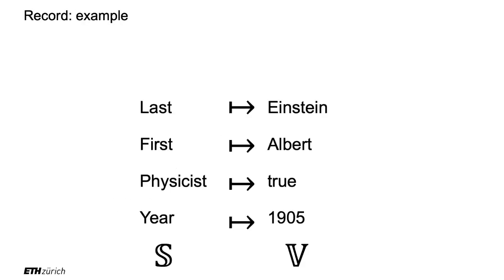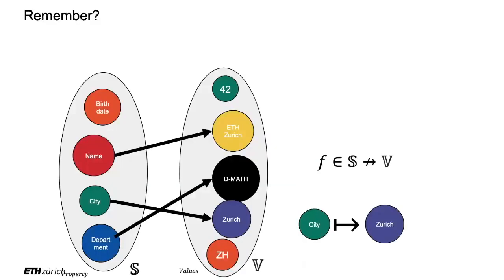Now here's a representation of a record. That's a partial function. This one has 4 attributes that it maps to something, and all of the other strings are just not mapped to anything. That's fine because it's a partial function. Last is Einstein, first is Albert, physicist true, and year 1905. Everything on the left is a string. These are my attributes. And everything on the right, these are my values taken from my huge set V. That's a record, a map, a partial function.